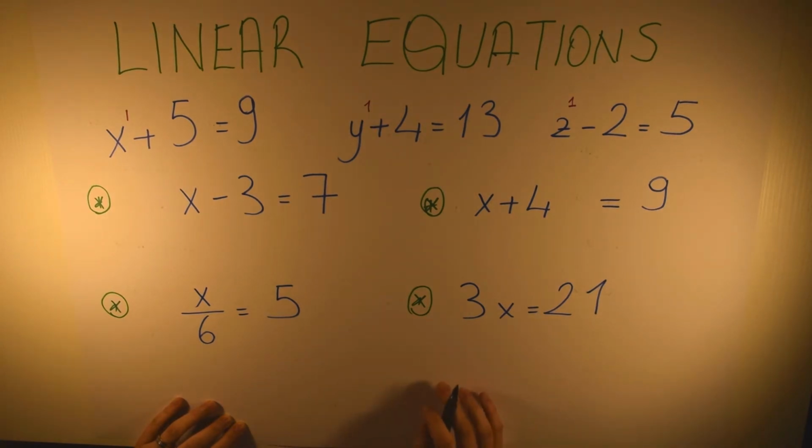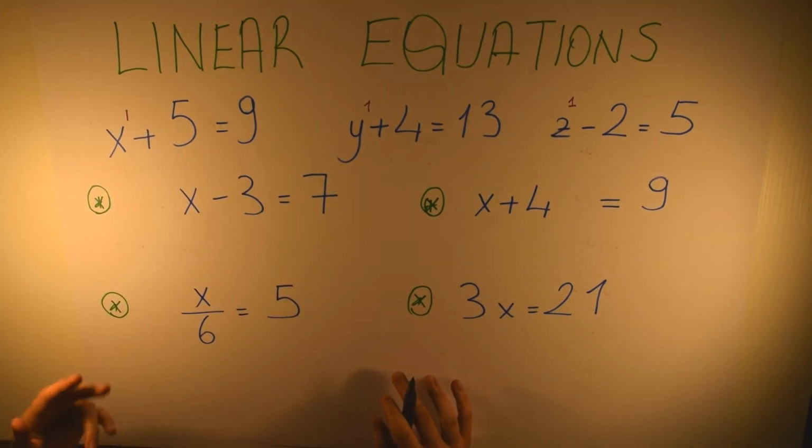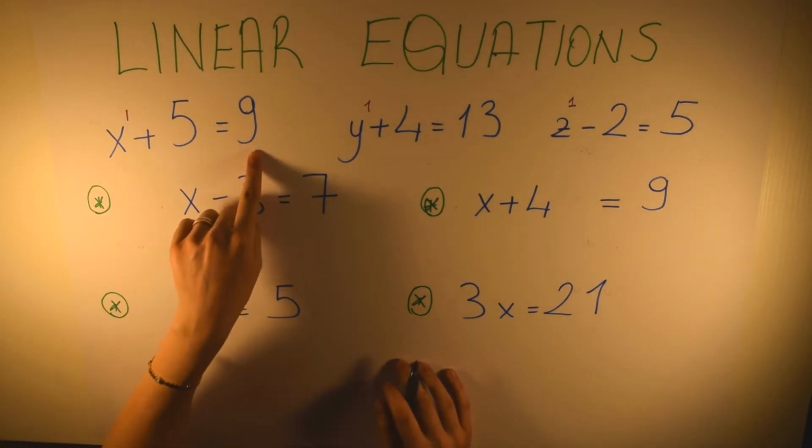So that's why we call these kind of equations first degree equations or linear equations. They are both the same. So equations behave like a balance. You have to be careful. Whenever you apply some operation to this side, you also have to apply the same operation to the other side.